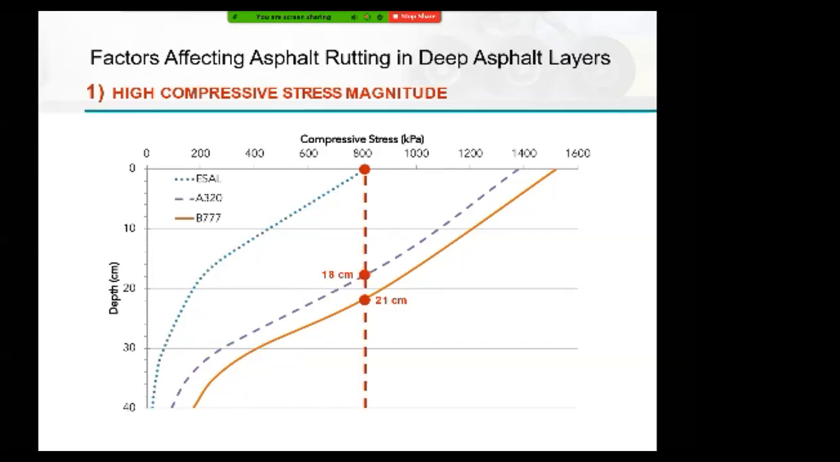Well, stresses are very high in airfield pavements in the deep layers, unlike highways where you have trucks. The stress that a truck axle imparts on a pavement is 800 kPa. That stress is much higher for airplanes. Actually, that 800 kPa is only felt after you go down to 18 or 21 centimeters deep in the pavement. That's when you see the 800 kPa. Everything above it is much higher.